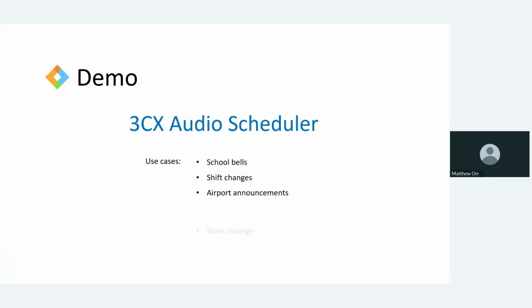These are just automated messages that just happen on a scheduled basis. Store closings might be another example. So we're finding that 3CX partners and customers are finding all kinds of different uses for this tool. So let me show you how this works.